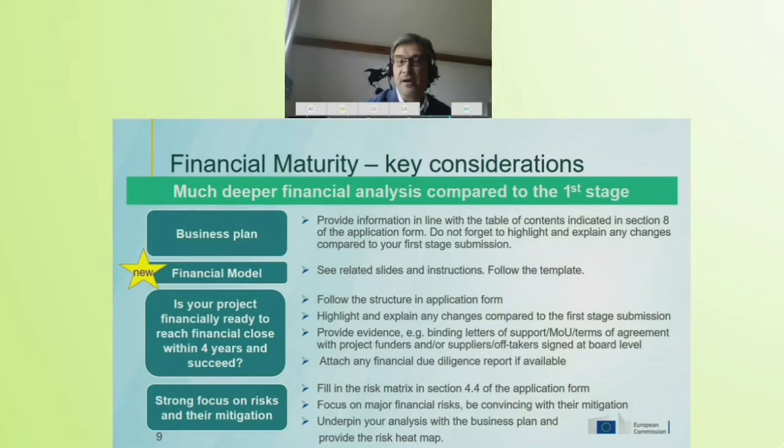Again, as with other project maturity sub-criteria, we will have a very deep look into your risk analysis. Therefore, in the business plan, if you follow the template, you will see there is a part addressing the risks. Be very precise and very detailed, very comprehensive. And then reflect your major financial risks also in the matrix in section 4.4 of the application form. This is very important in the second stage, that whenever there are issues, those issues are addressed, well thought through, and you have contingency measures in place to address them in time to ensure that the project is implemented and funded. Next slide, please.